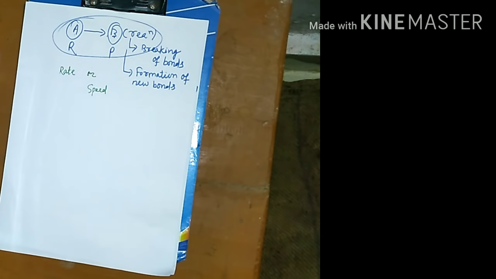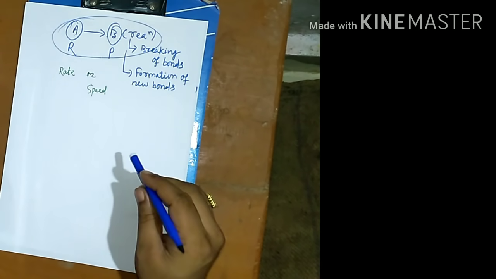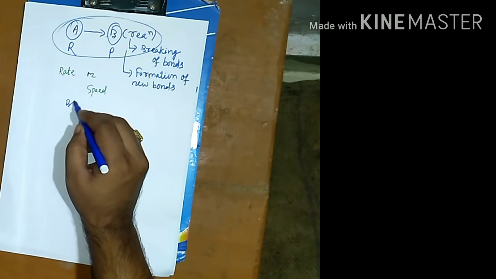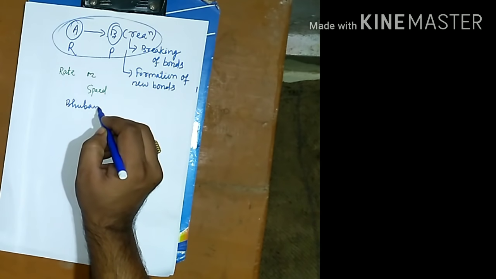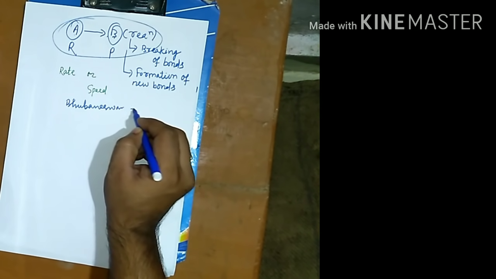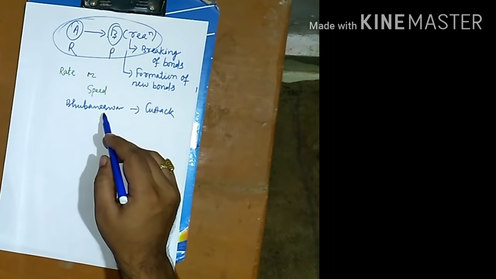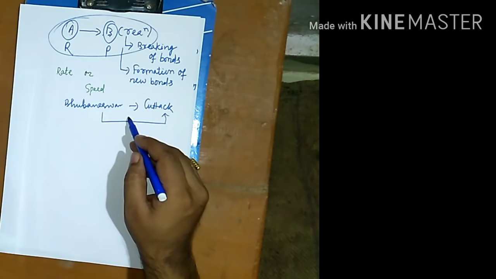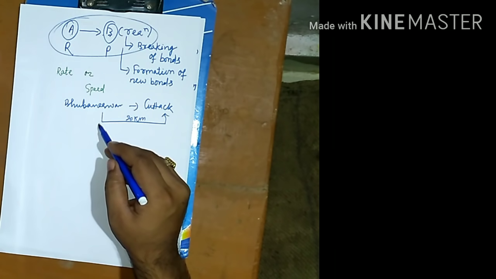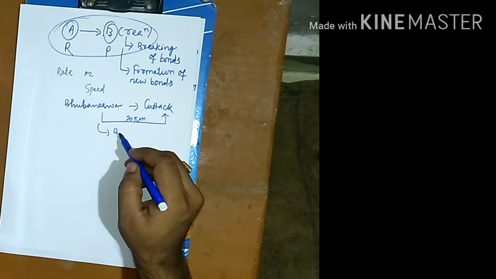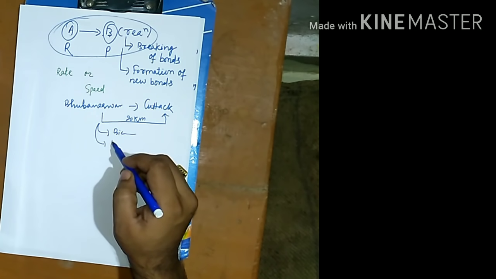What is the meaning of rate or speed? Whenever we are discussing the speed, let me give you one example. Suppose someone is going from Bhubaneswar to Cuttack, and let's suppose it is 20 kilometers. One is moving with a bicycle, and another one is moving with a bike.